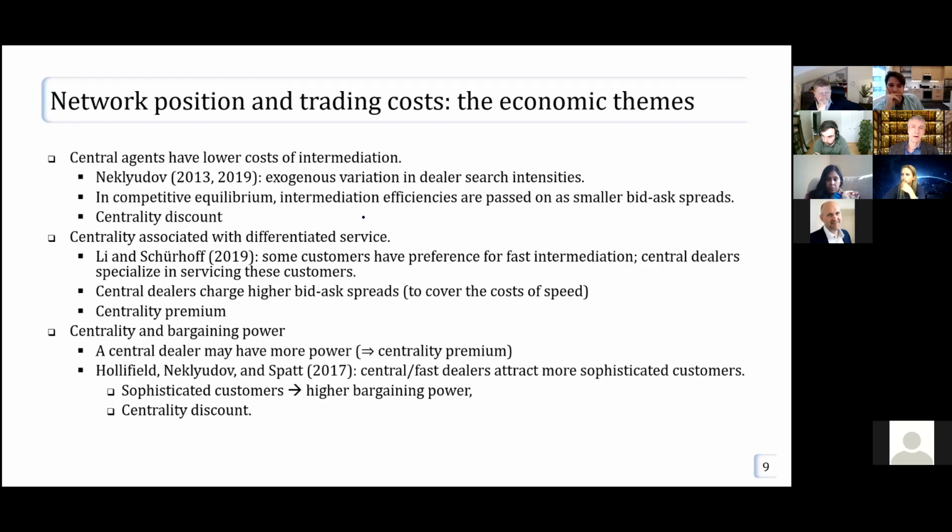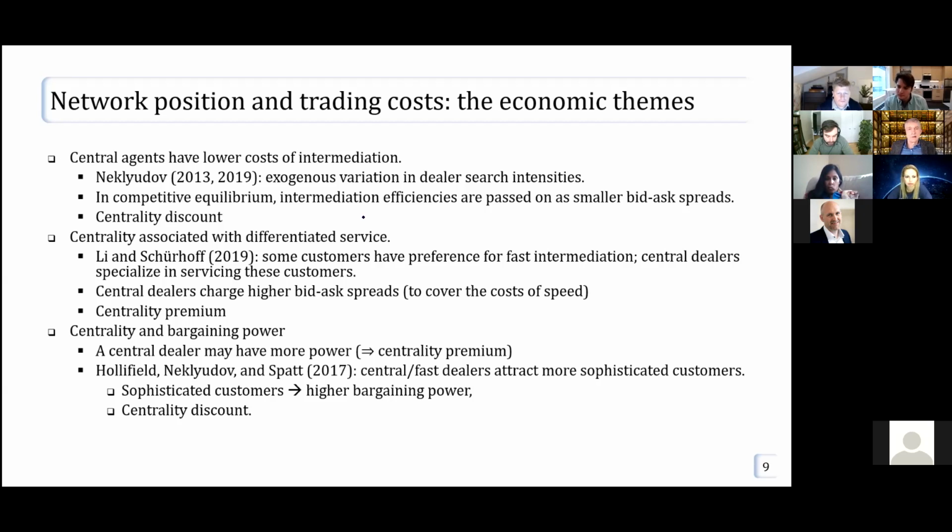But often in OTC markets, the centrality can be associated with some kind of extra or differentiated service. Lee and Chertoff suggest speed. And if there are customers who prefer fast intermediation, the central dealers will specialize in providing that speed, which sounds reasonable. And to cover the costs of that speed provision, they will charge higher prices, a centrality premium.